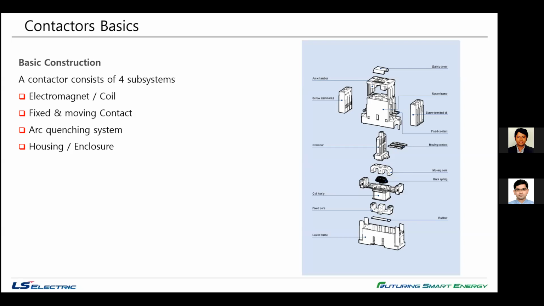Now talking about the contacts. Contact is another important component of the electrical device. The current carrying task of the contactor is done by the contacts. There are different types of contacts in a contactor, like power contacts, auxiliary contacts, and contact springs.